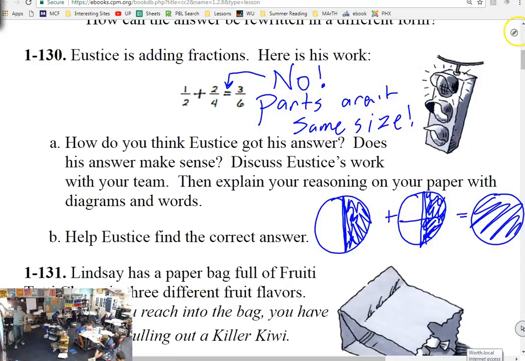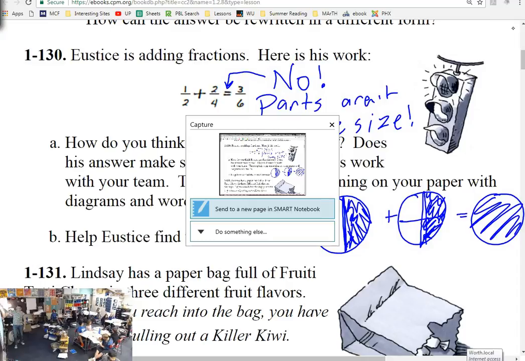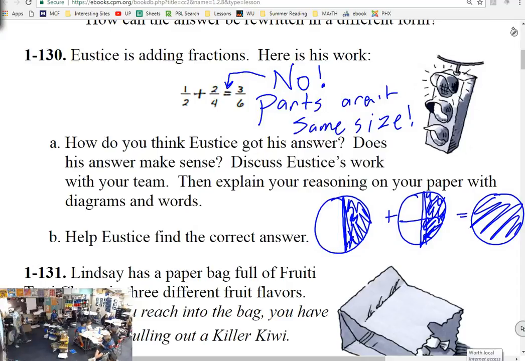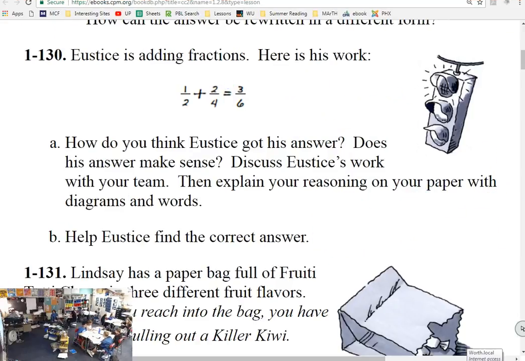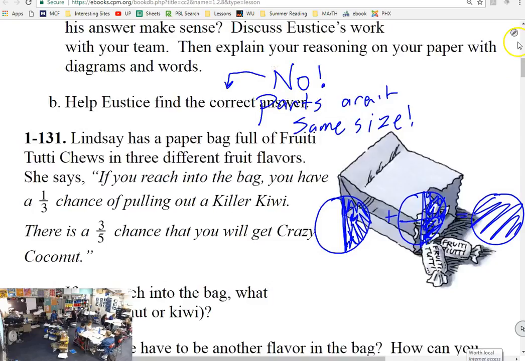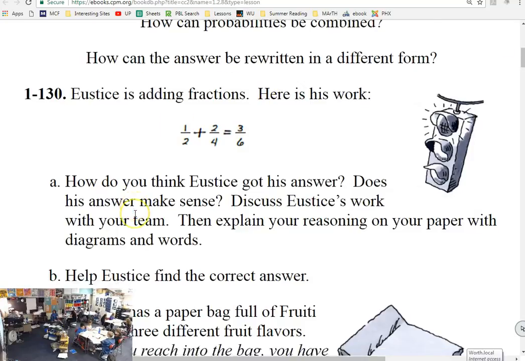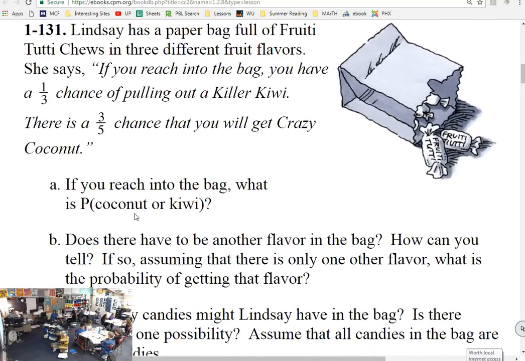So go ahead and move on to 1:31. Trying to have this one wrapped in 5 minutes. Less than, really.